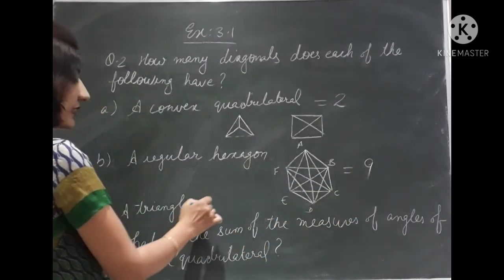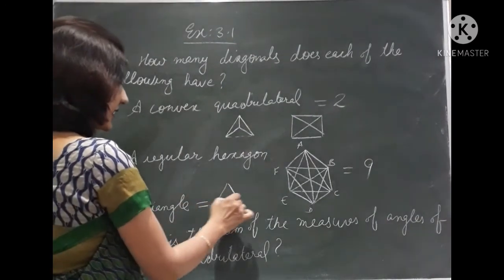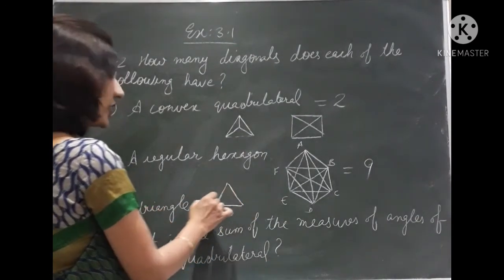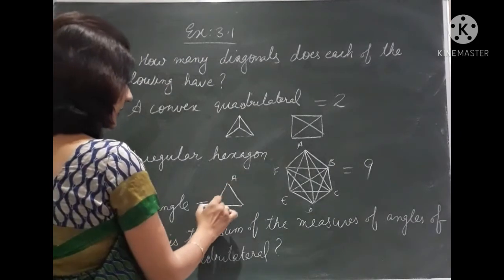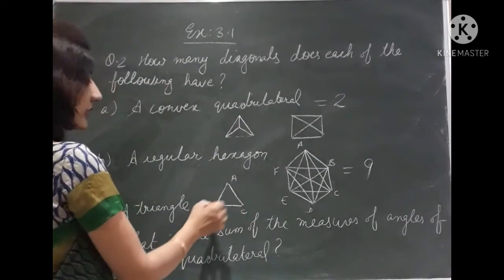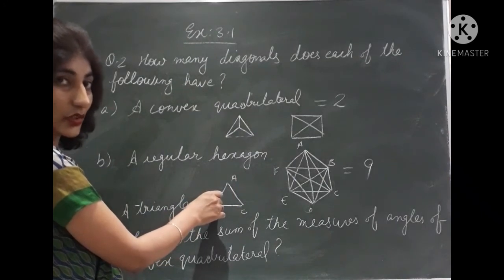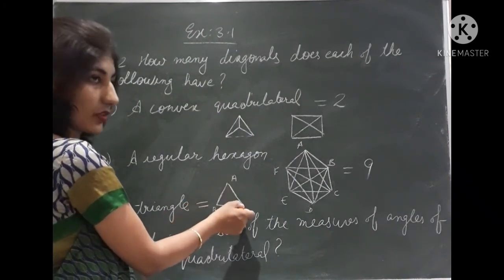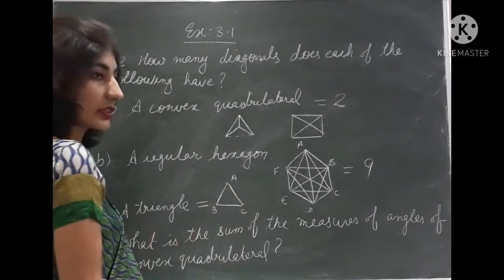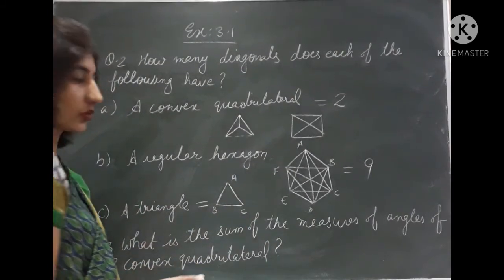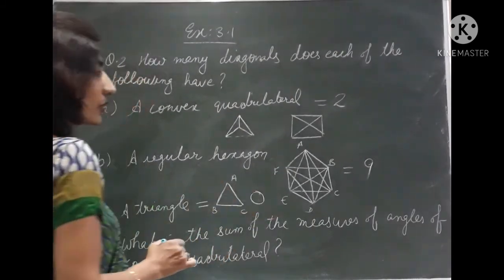Next is a triangle. Can a triangle have any diagonal? See, they are saying join non-consecutive vertices. These are the 3 vertices. A and B are adjacent to each other, they are not non-consecutive. A and C are also adjacent. B and C are also adjacent. So in a triangle we have no diagonal. The triangle has 0 diagonals.